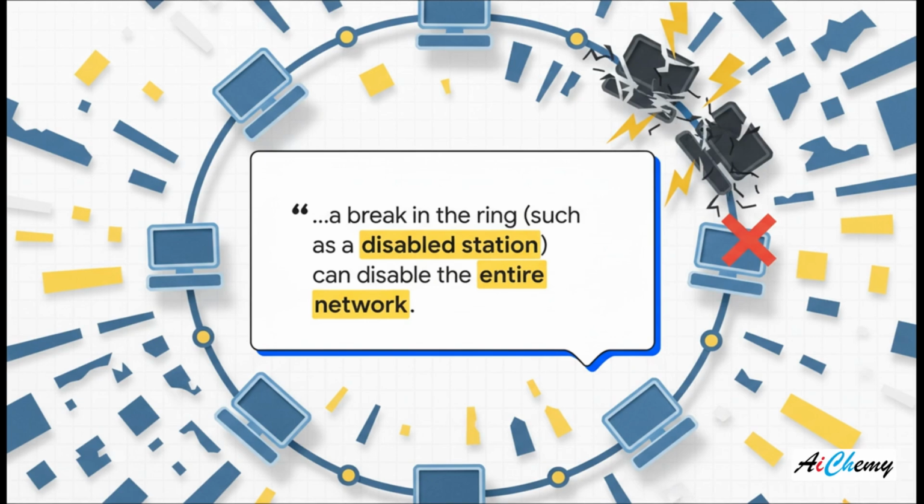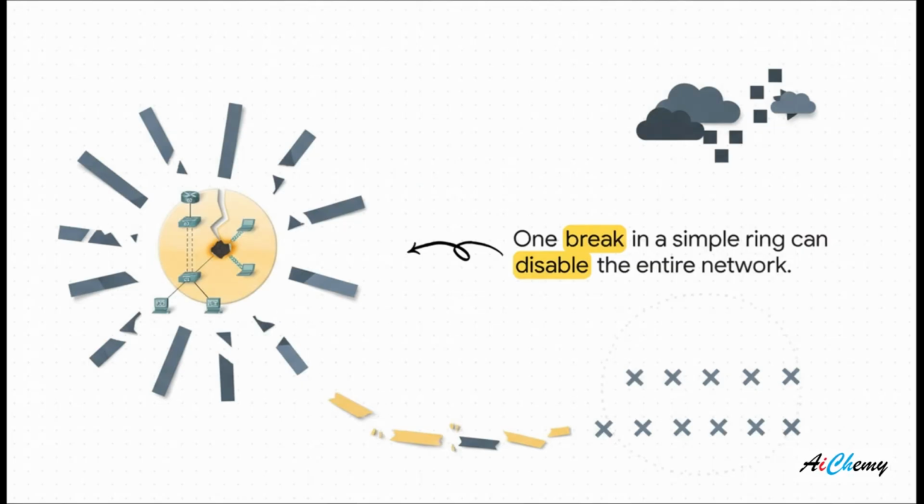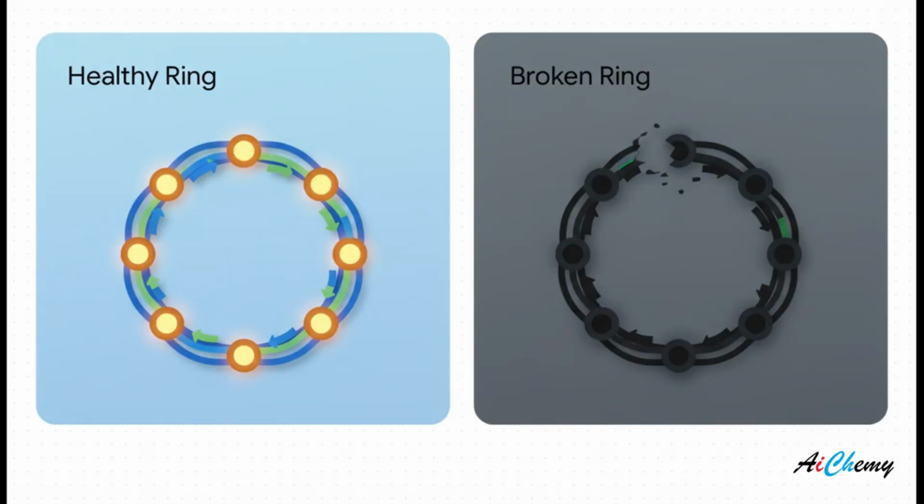Well, the source text couldn't be any clearer about this. It says, and I quote, "A break in the ring, such as a disabled station, can disable the entire network." And right here, you can see the problem in action. If a single cable gets cut or maybe one computer just goes offline, the circle is broken, the path is gone, and just like that, the entire network is down. All communication just stops. The main thing to take away from this is just how dramatic and all or nothing this design is. It either works perfectly or it doesn't work at all. There is absolutely no in between.